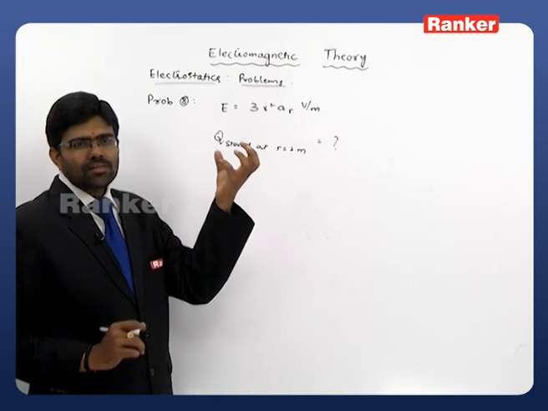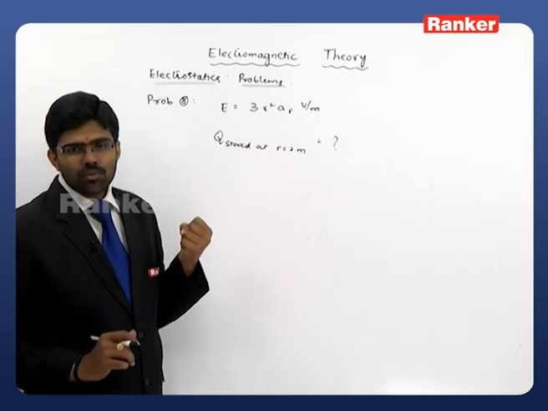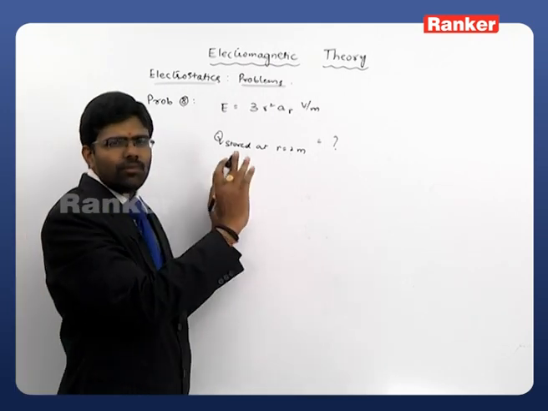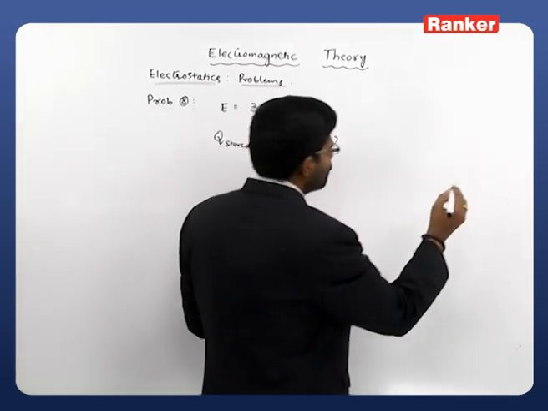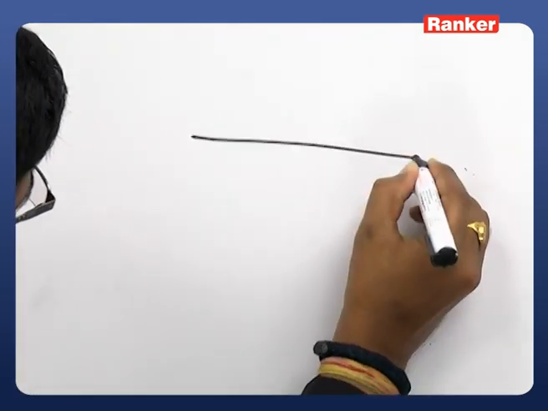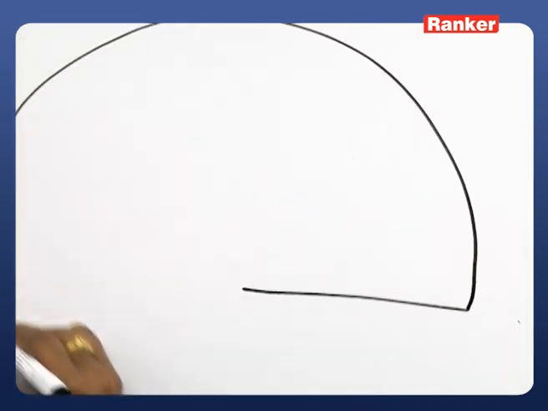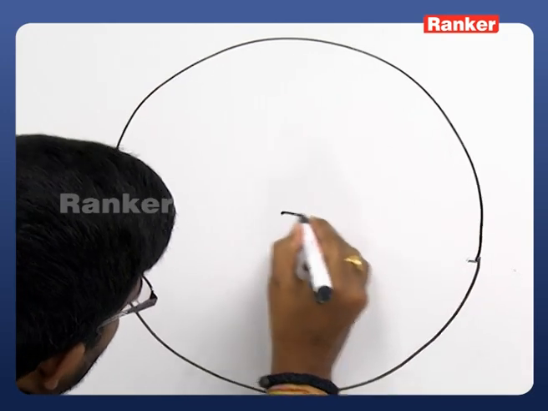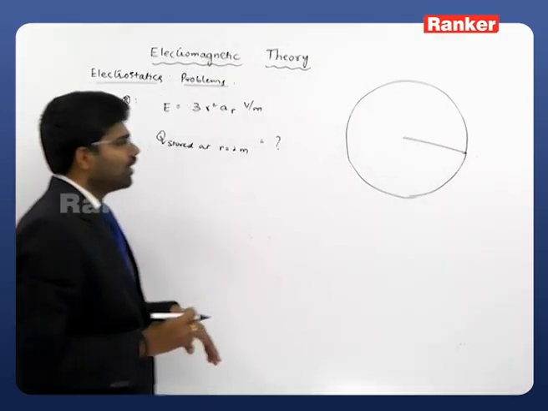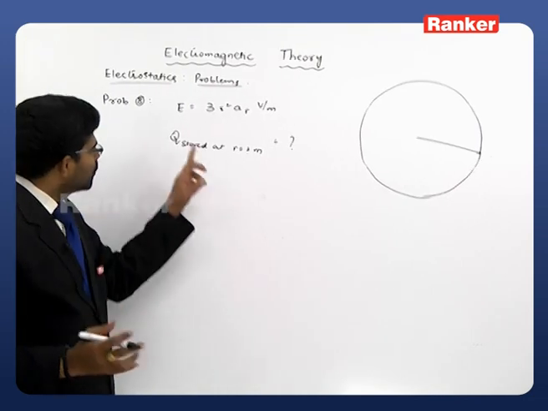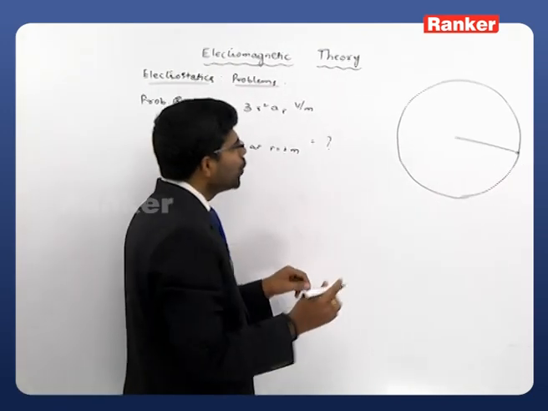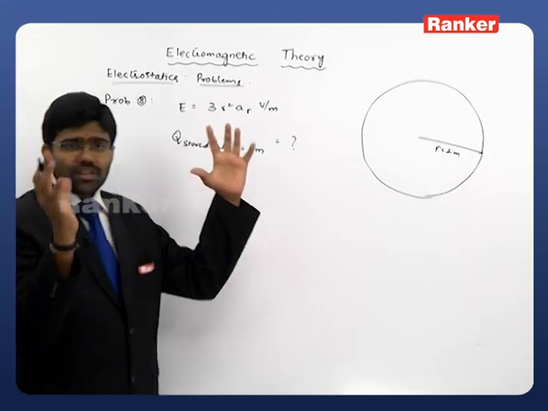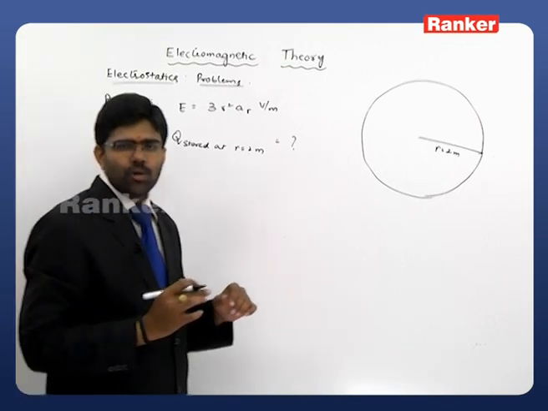Here clearly a spherical shell, a hollow sphere, is given to us. We are supposed to calculate the total charge stored. So for our convenience, try to draw the cross-sectional view. So let us take a spherical shell. The spherical shell radius is r equal to 2 meter. So the radius of that spherical shell is 2 meter. Within that radius, how much charge was stored? That is what we want, right?